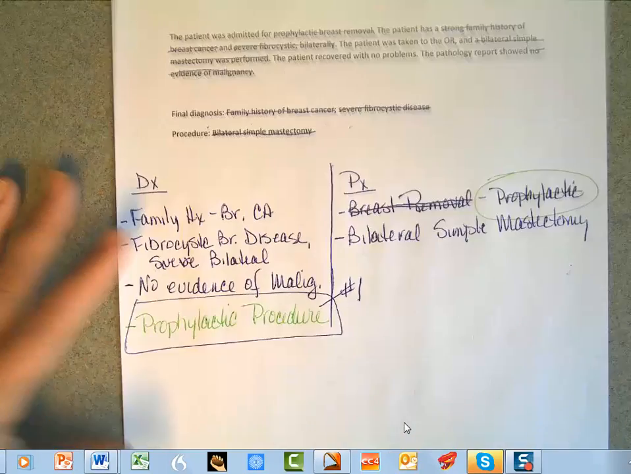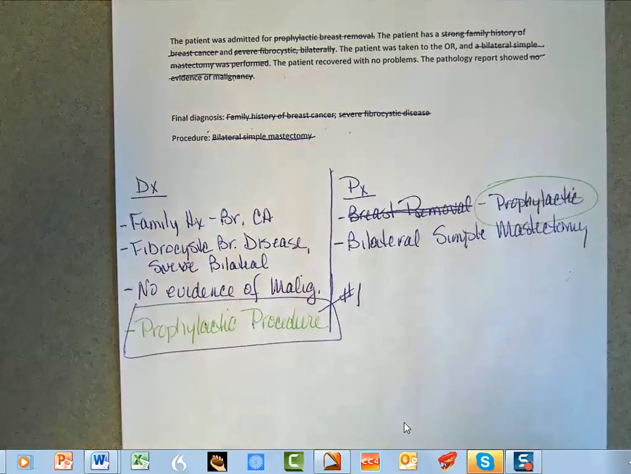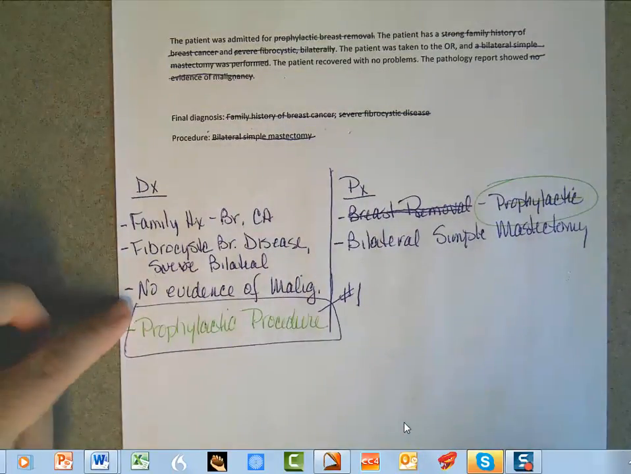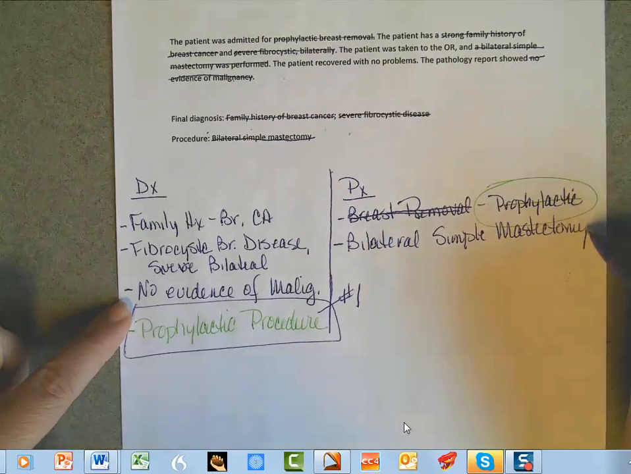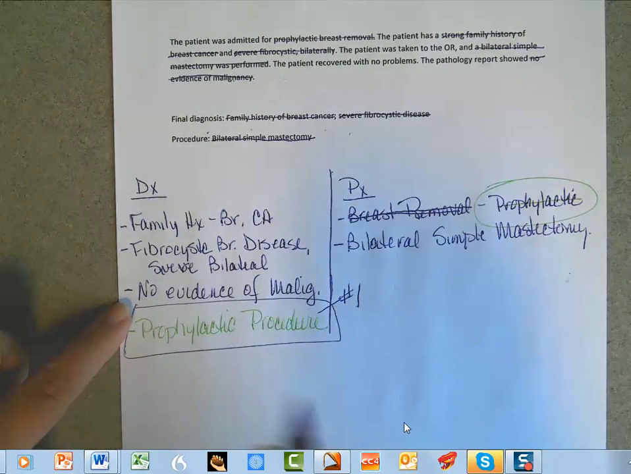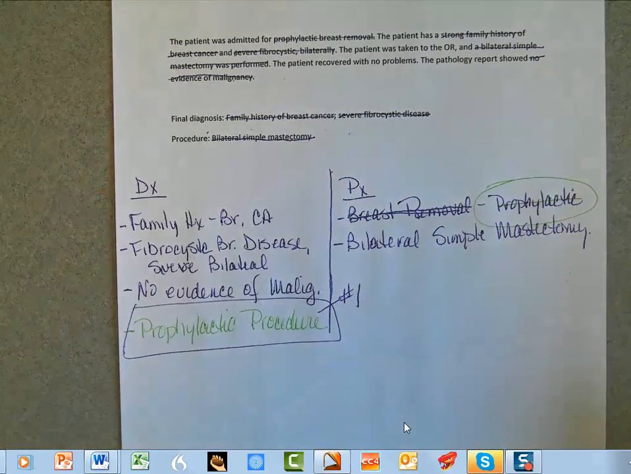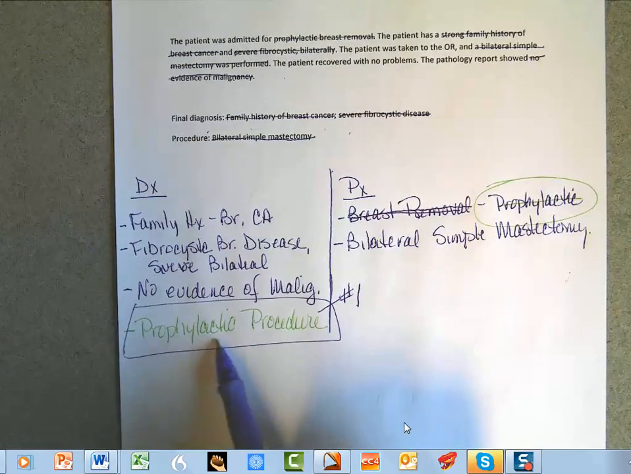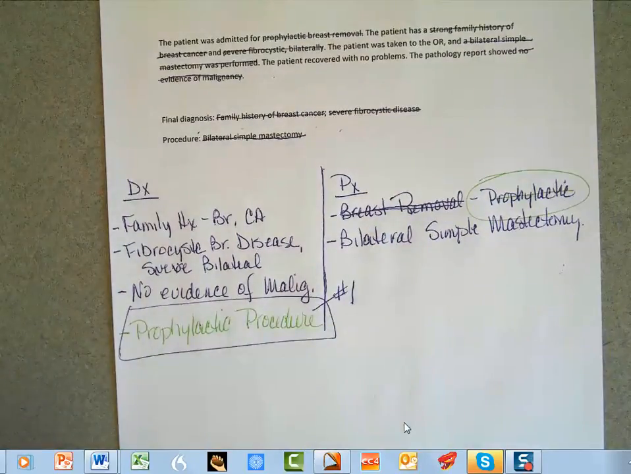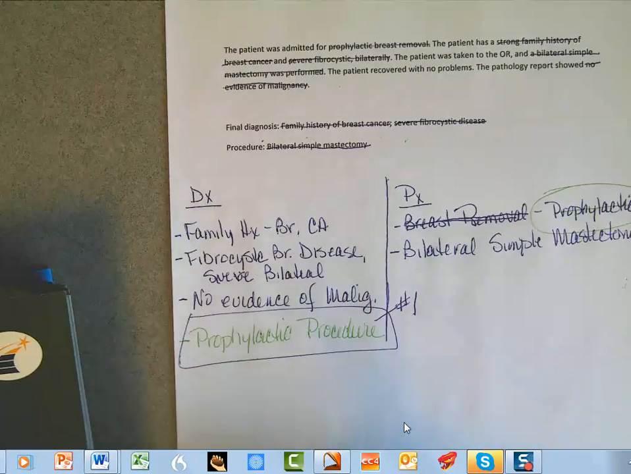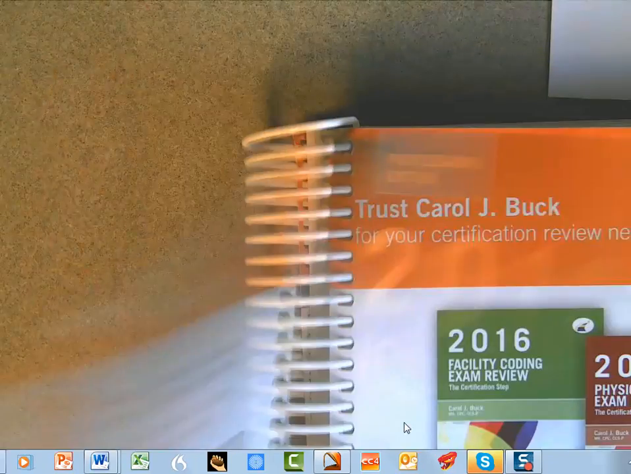Now, had they found a malignancy, then that malignancy would become the principal procedure, or the principal diagnosis, I'm sorry, because they would have found that the condition after study was that she was admitted because she had cancer, okay? But right now, prophylactic procedure is her principal diagnosis, all right? So now, we've got all of our information. Now we've got to start coding it, all right? So, let's get our books. And the first thing we're going to look for is prophylactic procedure, okay? So, let's go ahead.